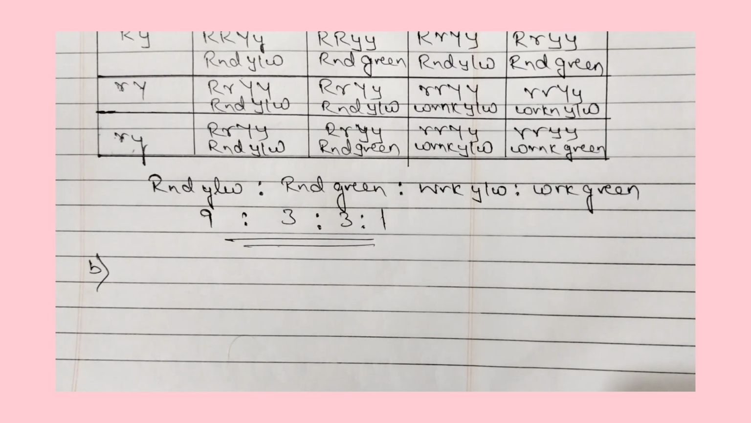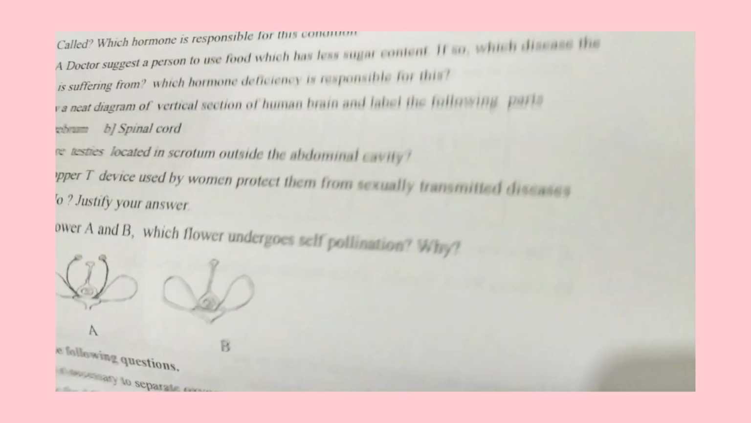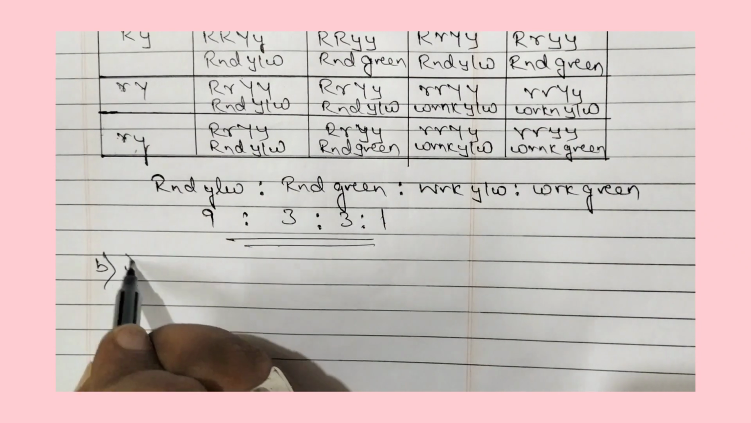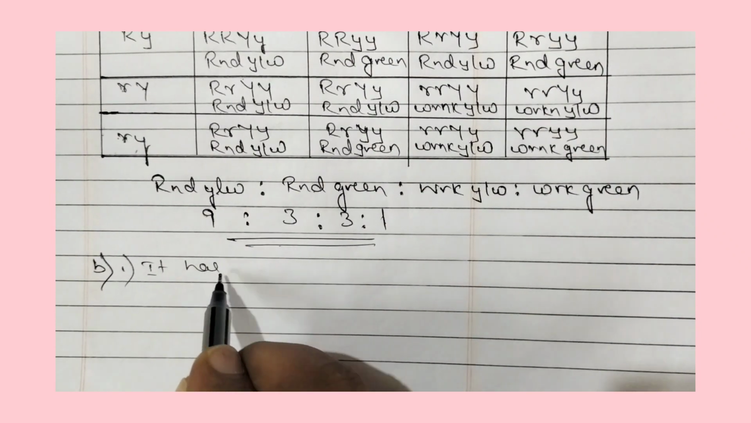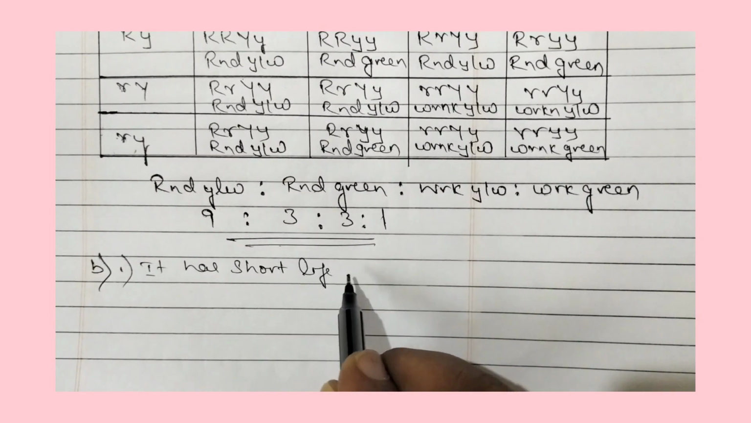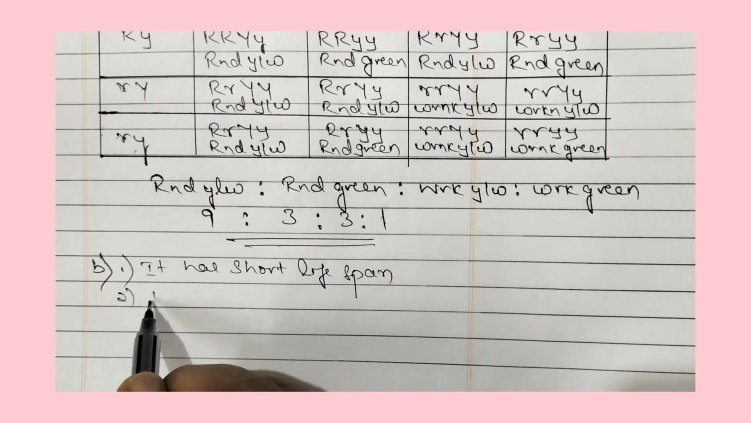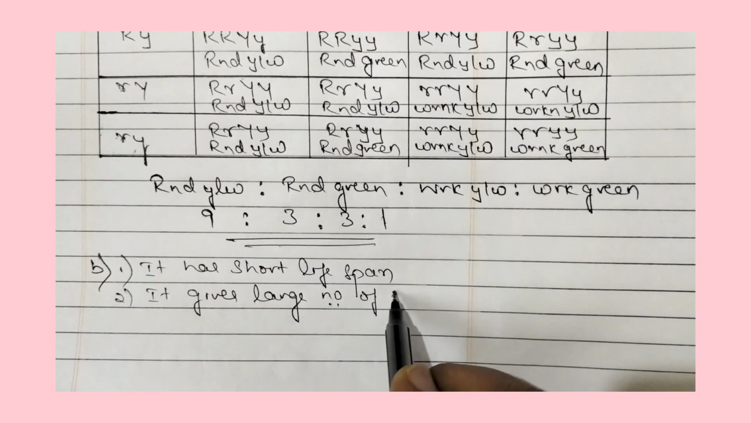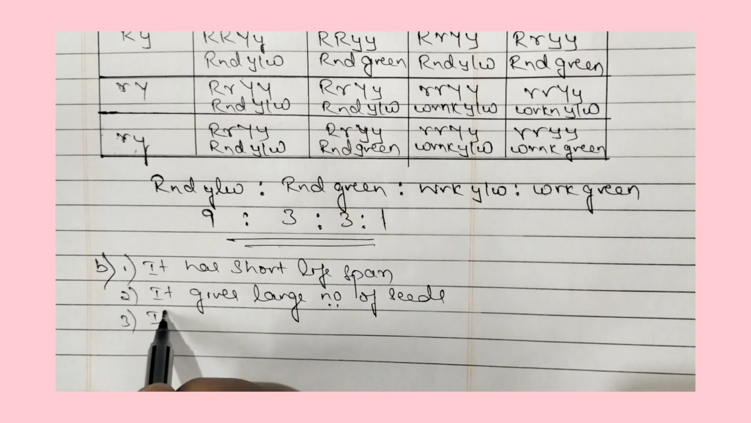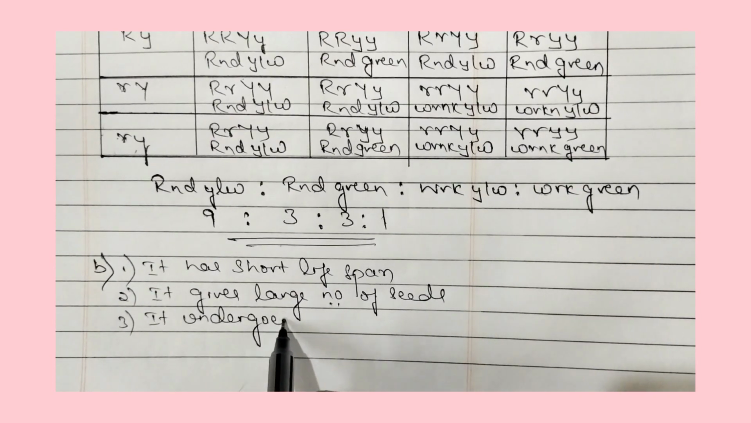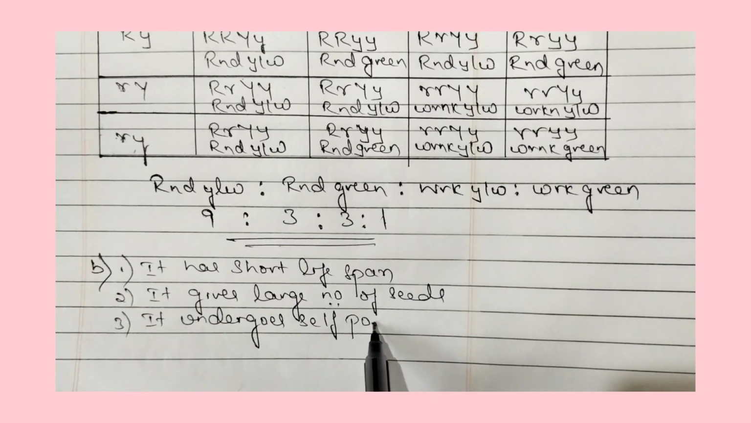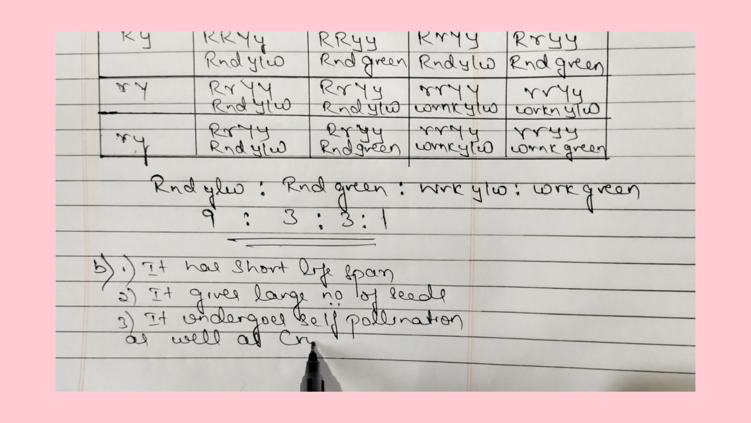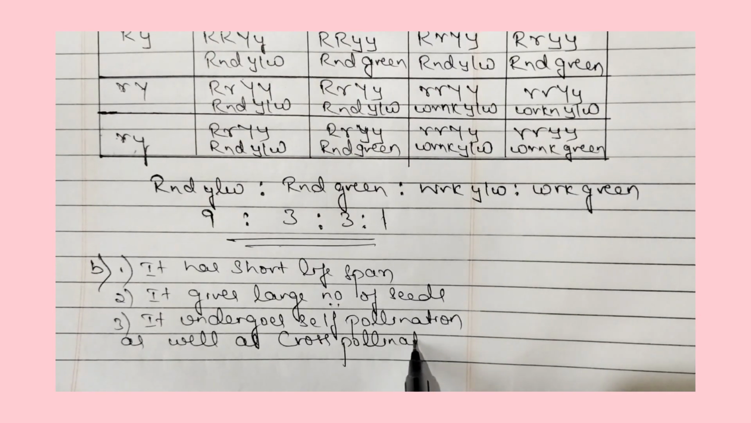Now in the Mendel question there is one more sub question. Why did Mendel select the pea plant for his experiment? For this answer we write 4 points. First, it has a short life span. Then second, it gives large number of seeds. Then third point, it undergoes self-pollination as well as cross-pollination. It undergoes both pollinations.